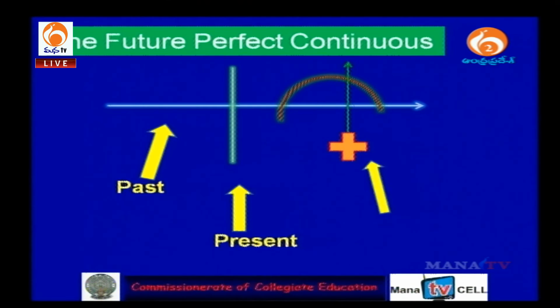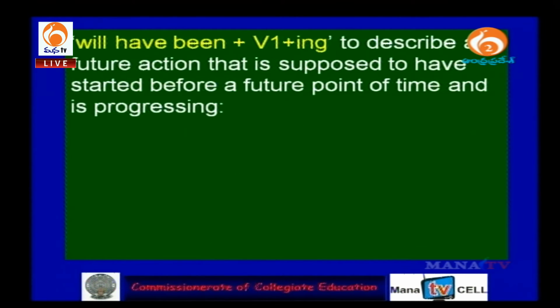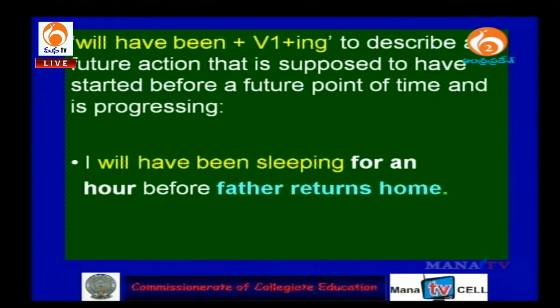Now, what type of examples can we have for this future perfect continuous tense? Here, the verb structure is will have been plus ing form of V1, which describes a future action that is supposed to have started before a future point of time and is progressing at that particular point of time. Now, look at the examples. I will have been sleeping for an hour before father returns home. Here, before father returns home indicates the father hasn't returned home. He will return home. That means it is a future possibility.